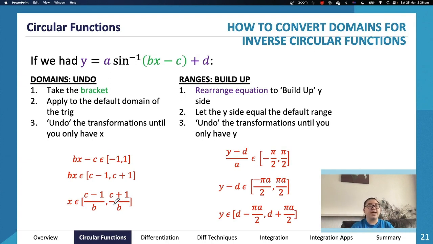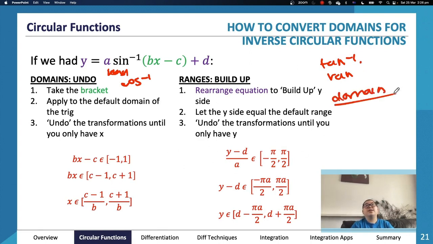So we times everything by a and then add the d across to get the overall range of the function. And this works the same way for cos as well. And for tan, so this works the same way for cos inverse as well. For tan inverse, the only thing is that the range would work in the same way, that we can build it up, but the domain you don't need to investigate that much because it's already R. So regardless of what we do to it, it won't change it too much.